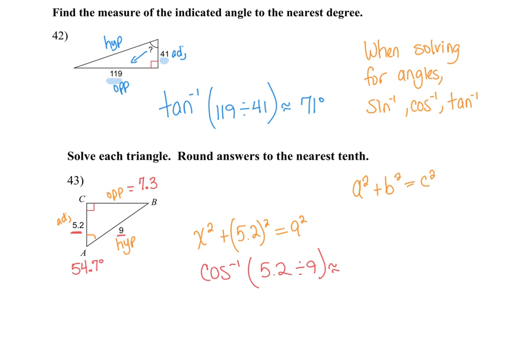And then once you have that angle measure, use the fact that they should add up to 90. And so now to solve for B, I'm going to say 90 minus 54.7 and get my B degrees there. So I have solved for all three sides and all three angles.